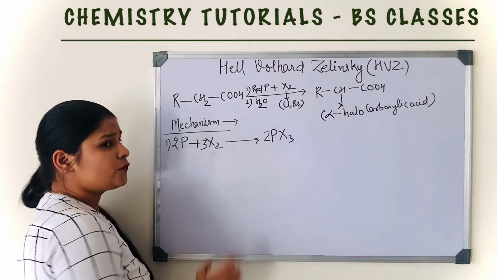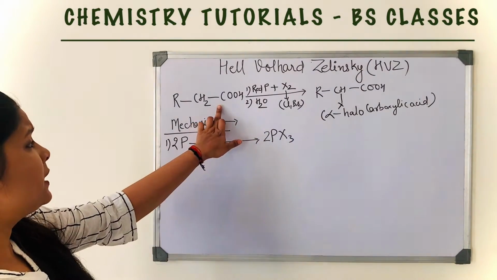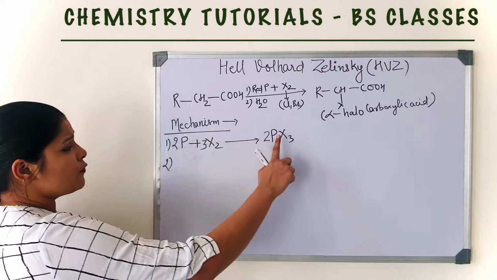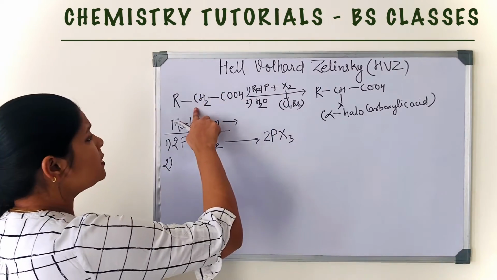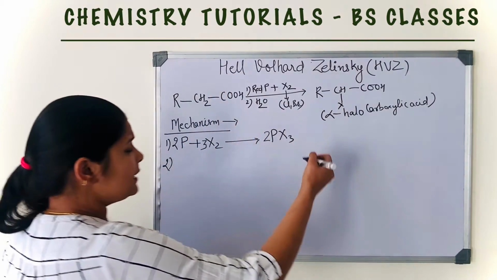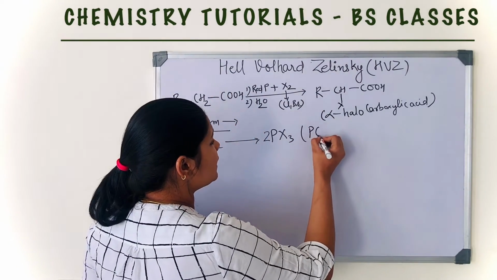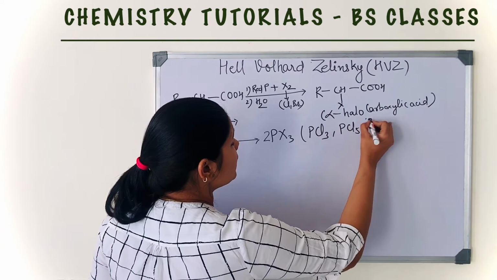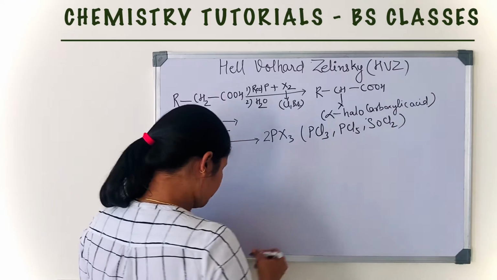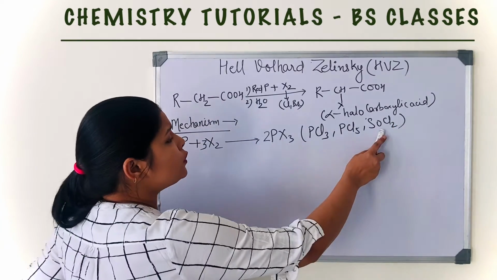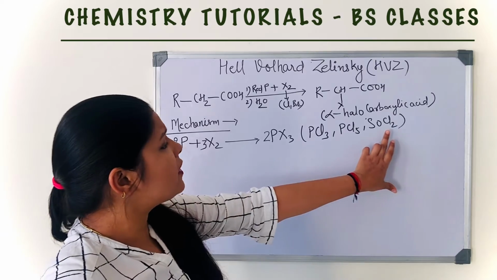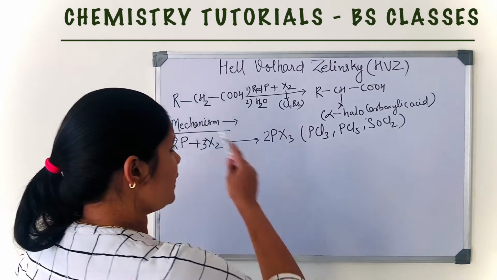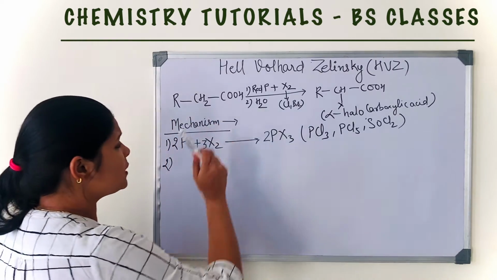Now this phosphorus trihalide reacts with this carboxylic acid. Second step is the reaction of phosphorus trihalide with this carboxylic acid. Either we take phosphorus trihalide like PCl3 or PCl5 or SOCl2. It is also used for the formation of acyl chloride from acid, as in the case of Rosenmund reduction.